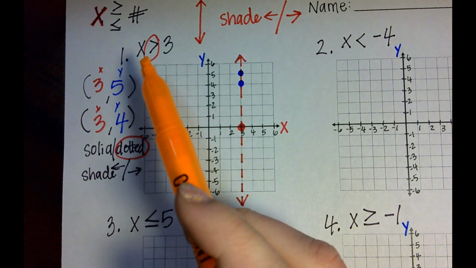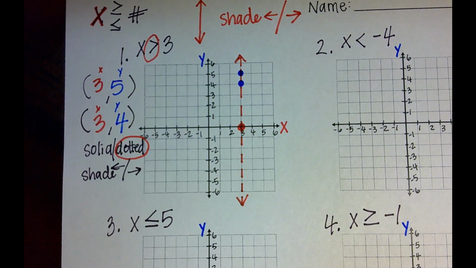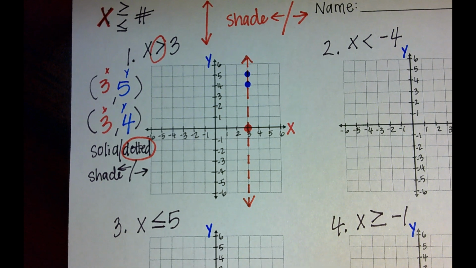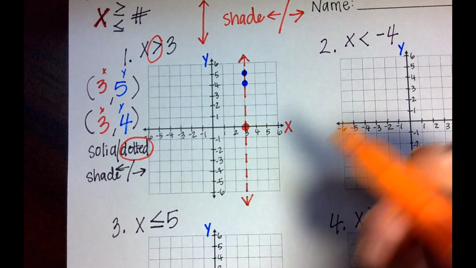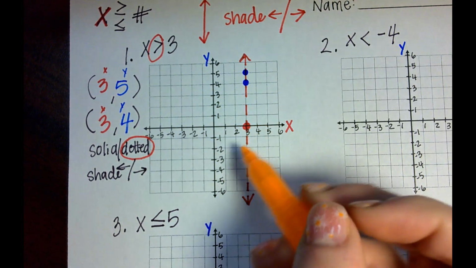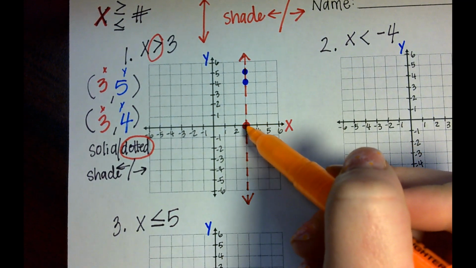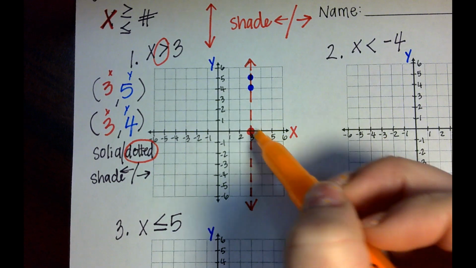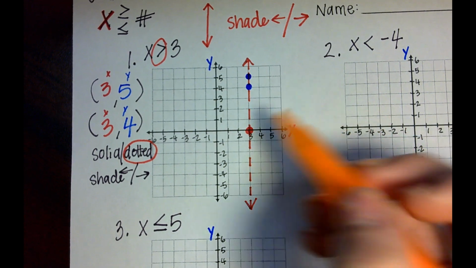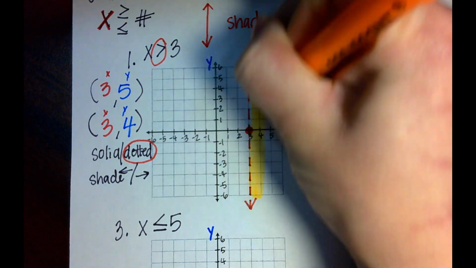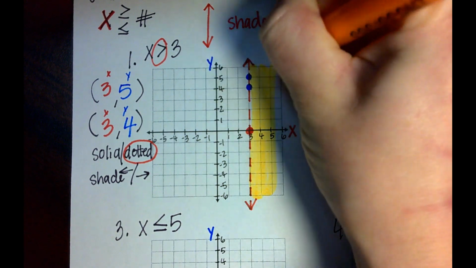So if we have X is greater than 3, are we going to shade to the right or to the left? Right. To the right. Greater than 3 means bigger than 3. If I look at my numbers on my x-axis, if I went to the left, my numbers get smaller. If I go to the right, they get bigger, and that's exactly what I want. So, since it's greater, we shade to the right.